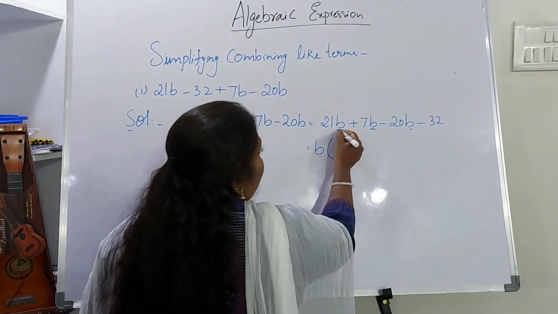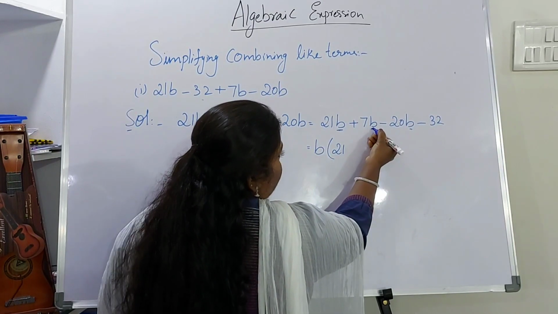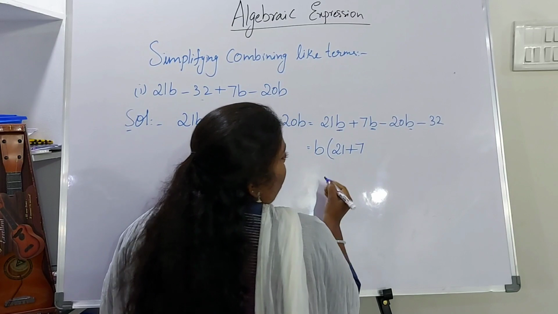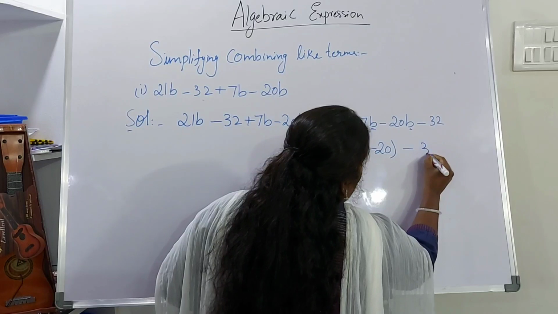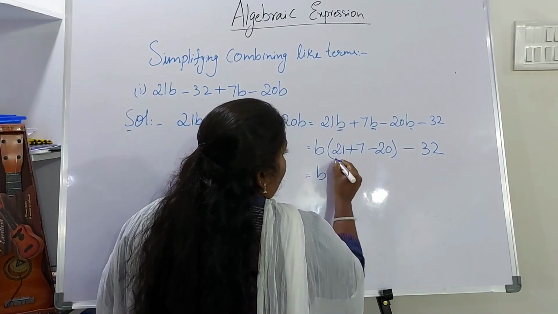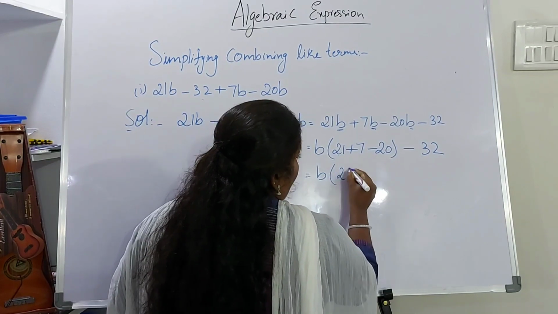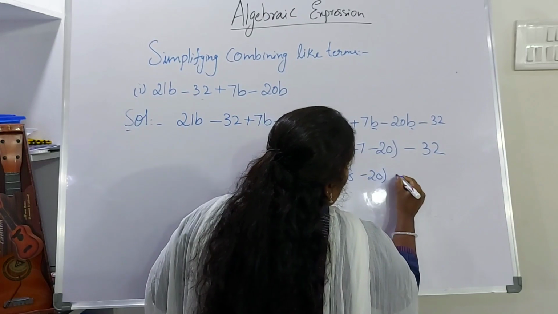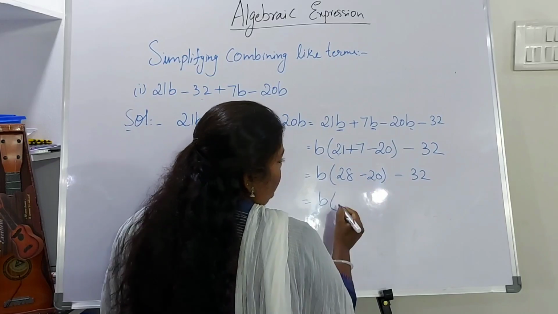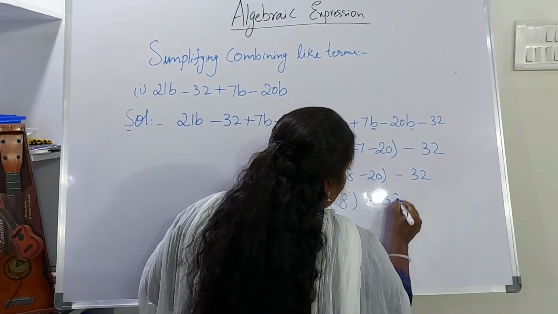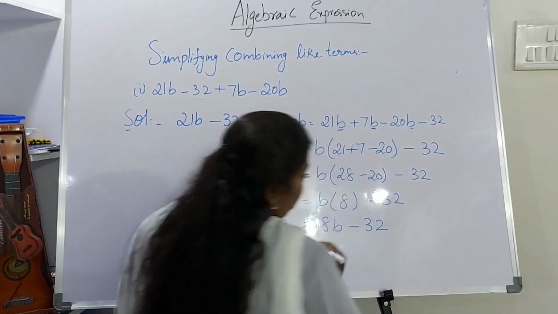So I have taken the common variable and we have to write the coefficient of that variable. What is the coefficient of this? It is 21. Now what is the coefficient of the second term? It is plus 7. Now the coefficient of this is minus 20, minus 32. Now, as you have taken the coefficients, just solve them. 21 plus 7 is 28, minus 20, minus 32. Now 28 minus 20 is 8, minus 32. So the expression is 8b minus 32.